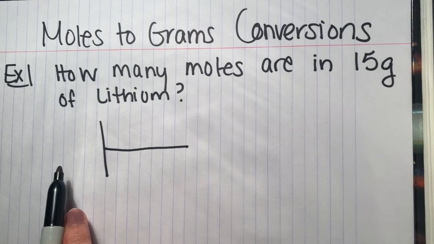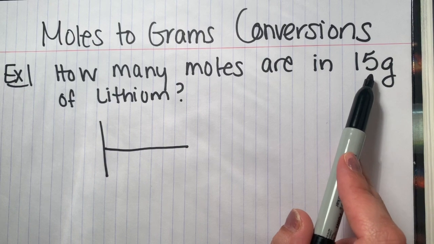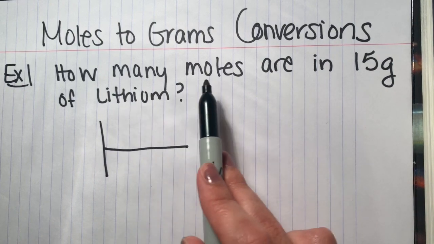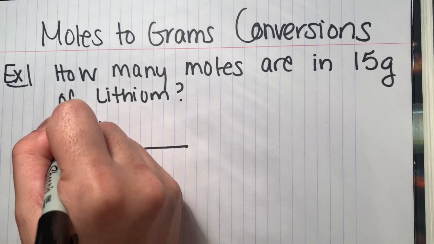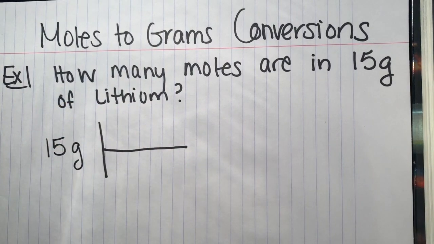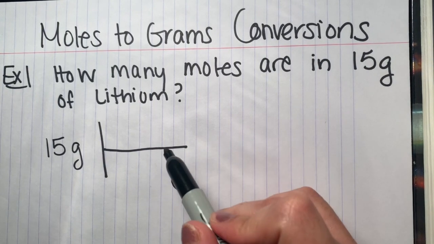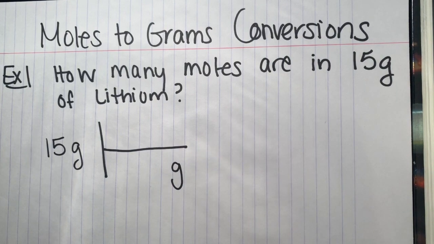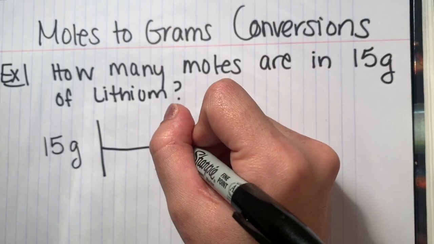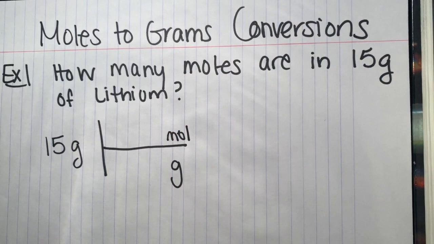So on the outside of the T, I'm going to put what the problem gives me. The problem is asking me to convert 15 grams of lithium into moles. So on the outside, I'm gonna write 15 grams, right? For any conversion to work, I want my units to cancel out. My unit on the outside is grams, so I know that my unit on the bottom needs to be grams. And then the unit that goes on top is the unit I'm solving for. So I'm solving for moles, so I'm gonna put that on top. Okay, the unit for moles is MOL.